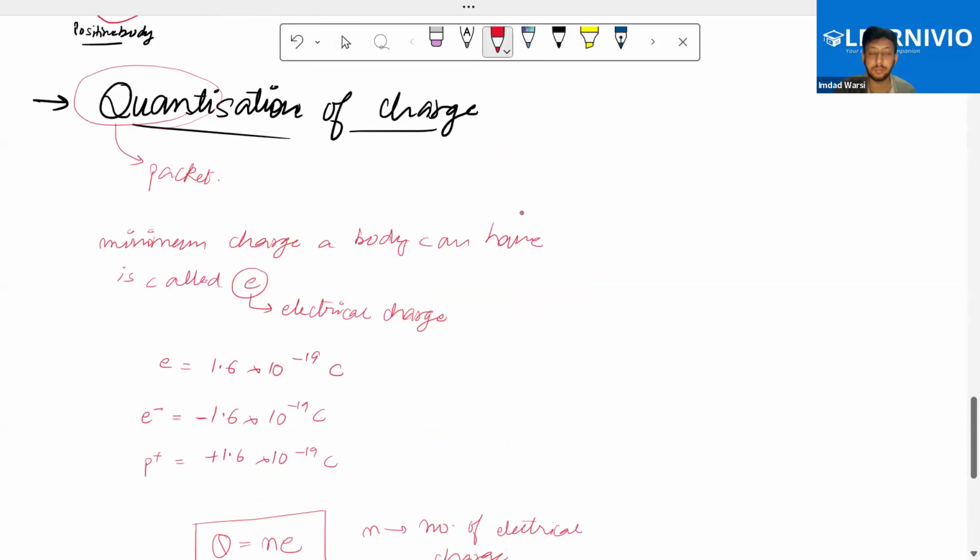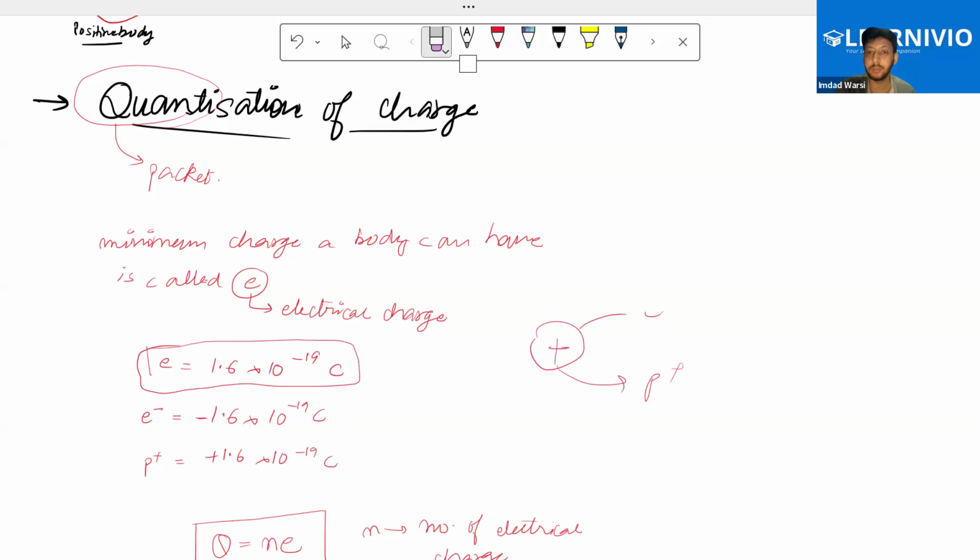Understood? If it is minus 3.2, does it mean it is less than 1.6? No, that doesn't mean that. Every charge will be greater than this number. If you have minus, that means I have given electrons, and if it is plus, that means I have given protons. Minus and plus are just symbols to show that it is electron and proton, not the value, because everything will be greater than this value. This is the minimum that a body can have. Note it.